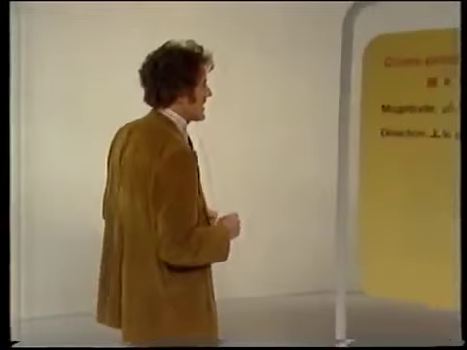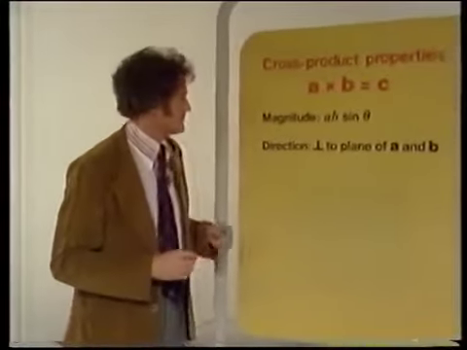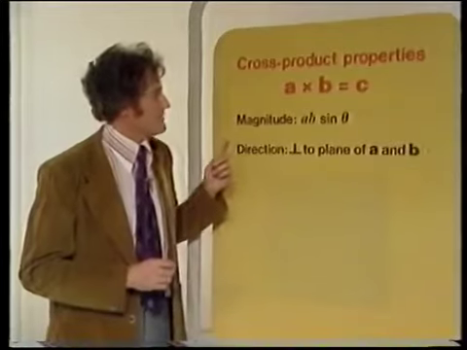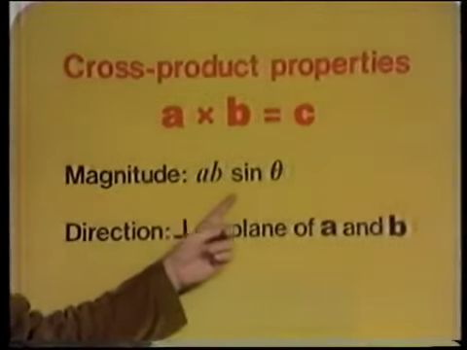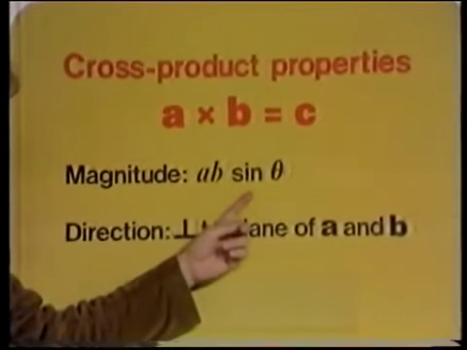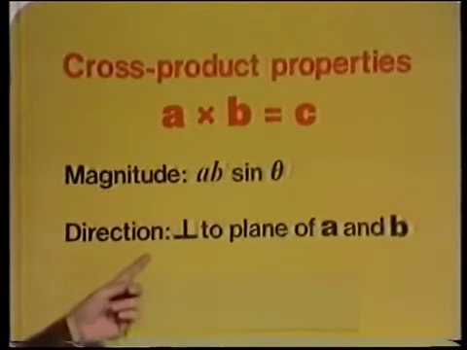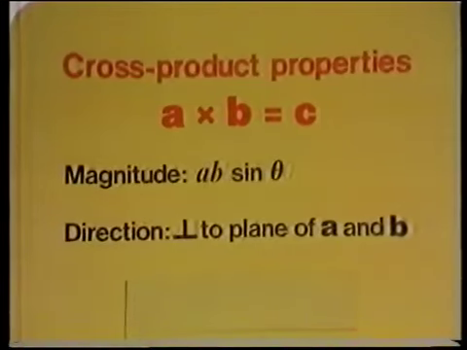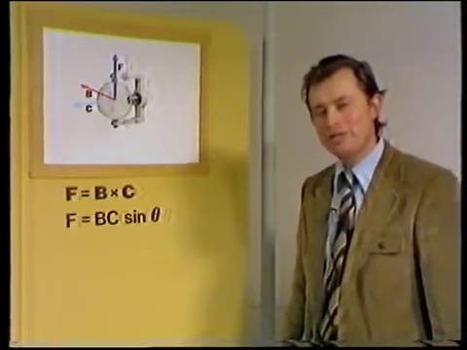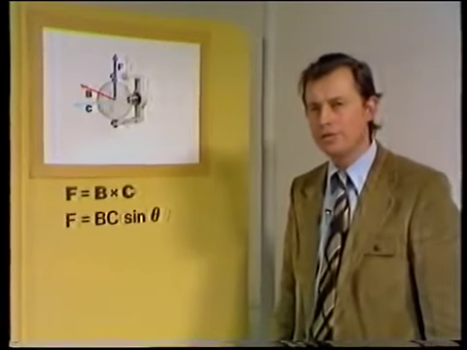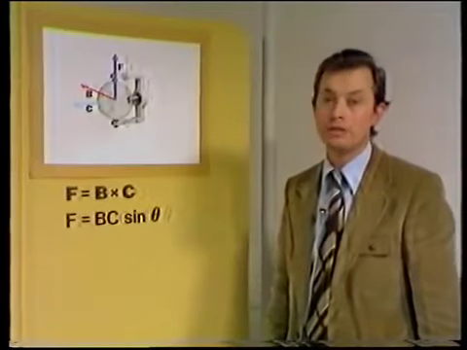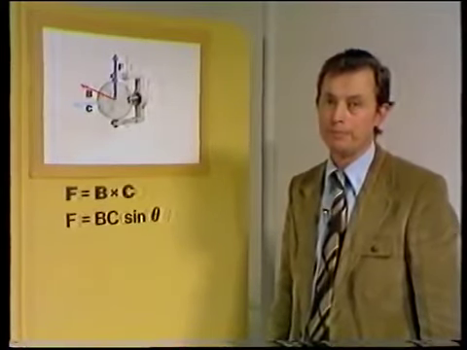Let's define A cross B as follows. A vector of magnitude, the magnitude of A, times the magnitude of B, times the sine of the angle between the two vectors, and direction perpendicular to the plane of A and B. Well, the remarkable thing is that that same definition works for a whole range of different physical phenomena, including the two you've seen in this program.